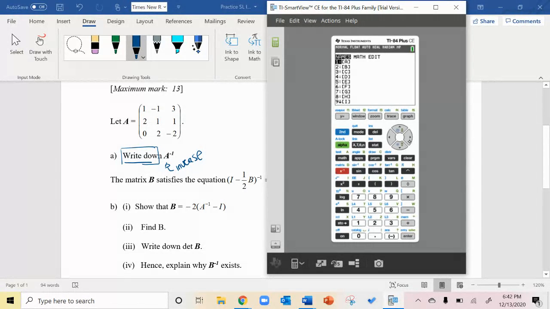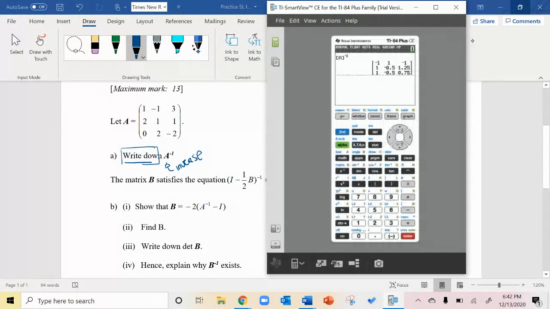So I'm going to enter the second matrix under A. It's all one problem, so whatever I do, I'm not going to delete it. I'm probably going to store it. So 1, -1, 3, 0. Nope, not correct. Just be careful. 2, 1, 1, 0, 2, -2. Okay, let's go back here. Second matrix, recall A. Inverse is right here. Click it. Enter.